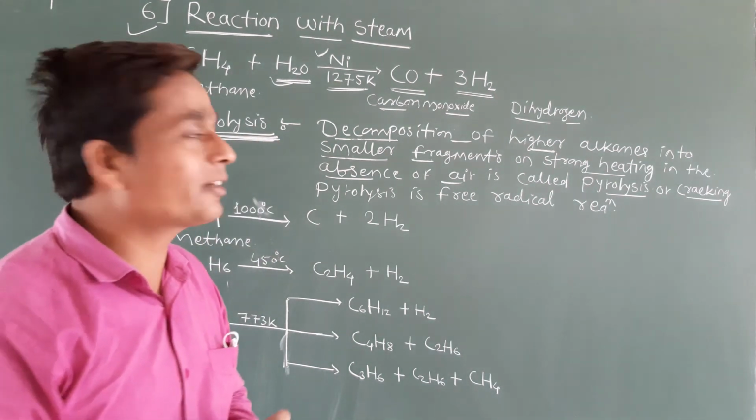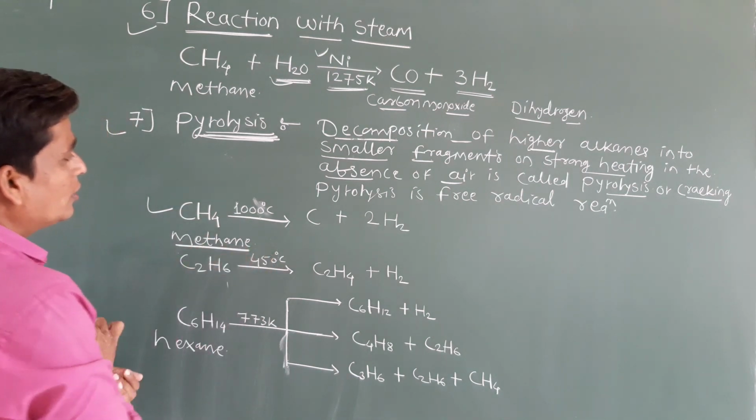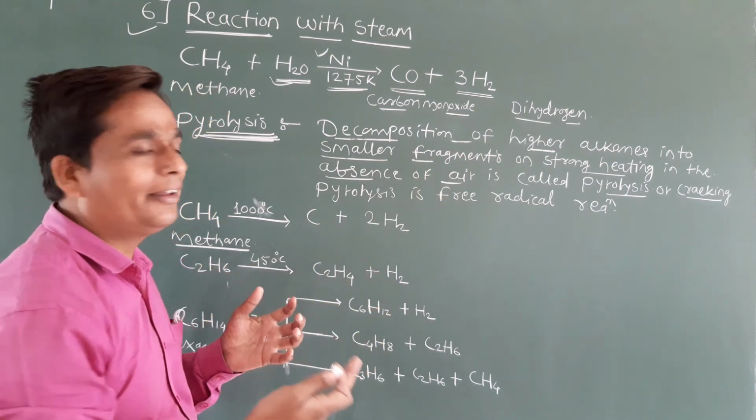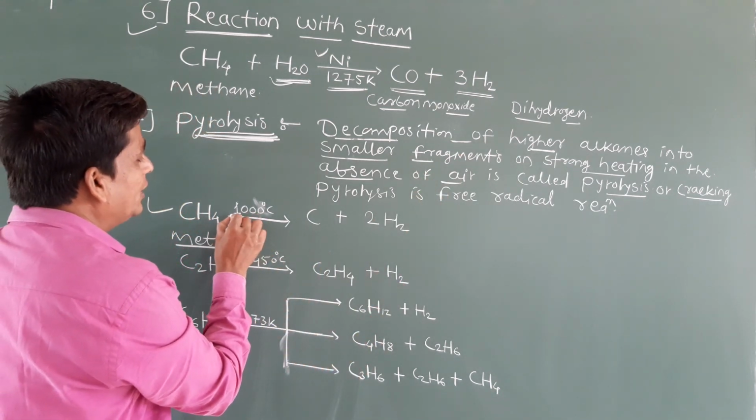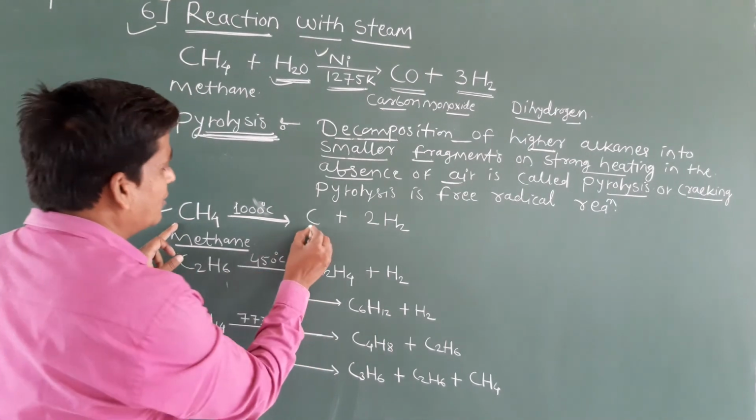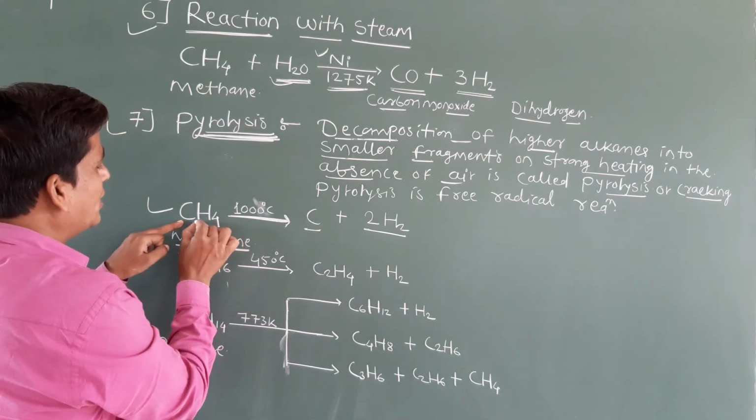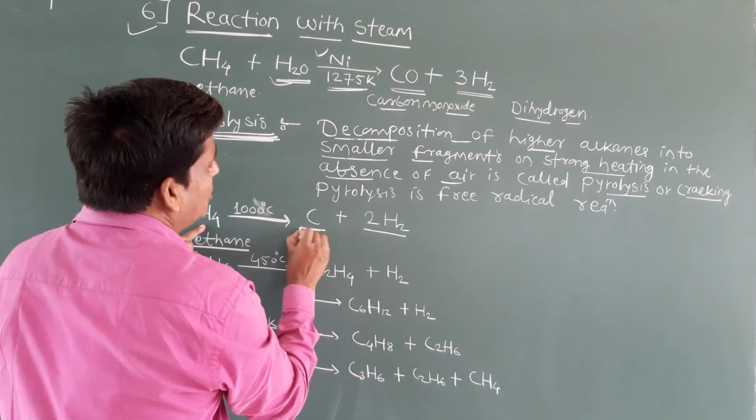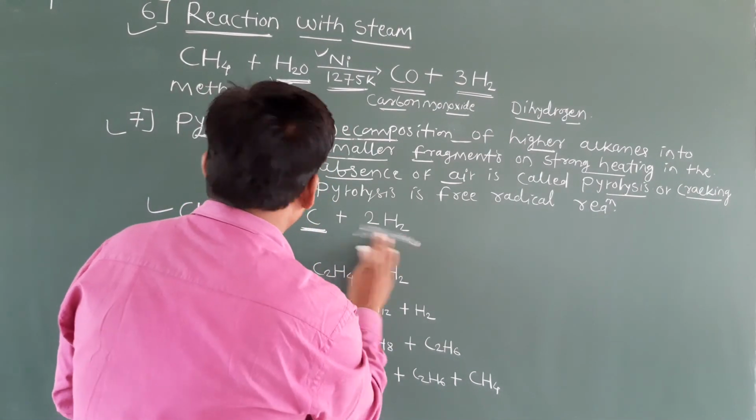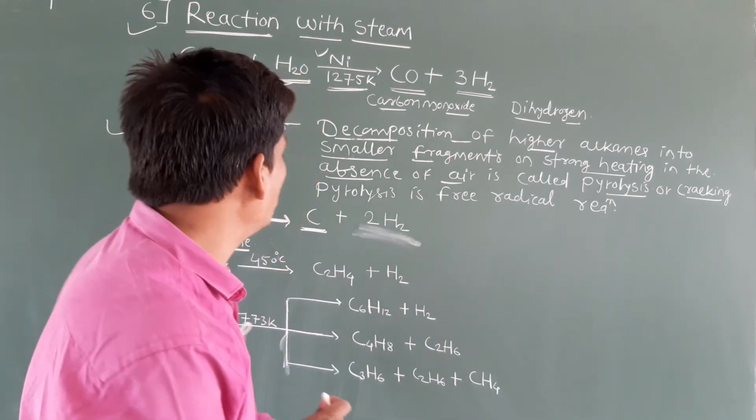Let's check how pyrolysis takes place. Here I have taken methane gas, CH4. When we heat this methane at a higher temperature, 1000 degrees Celsius, it breaks down into smaller fragments like carbon and H2. In methane there is only one carbon and 4 hydrogens. One carbon is released as a smaller fragment, along with 2 H2. So easily we can separate the carbon, and dihydrogen we can also prepare here.